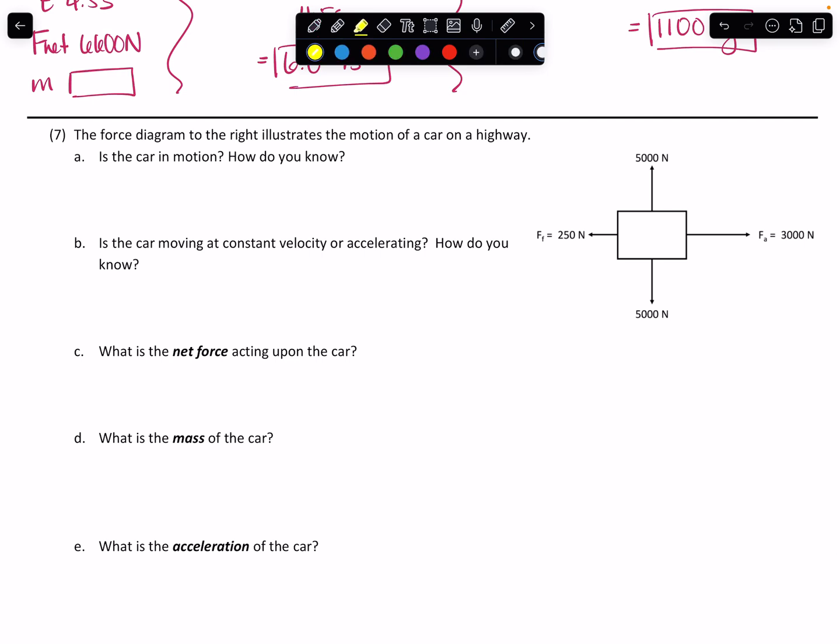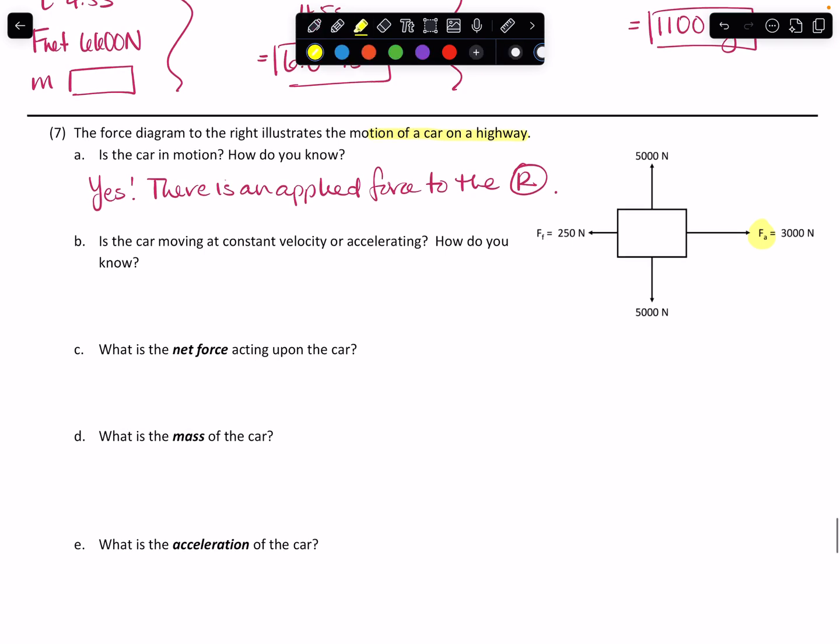Last problem that we're going to look at. This time we're given a free body force diagram that illustrates the motion of a car on a highway. The first question is, is the car in motion? How do you know? We look, we have an applied force, and that force is pointed to the right. If we have an applied force, then we know that the car is in motion. So we would say, yes, there is an applied force to the right, which means that the car is moving to the right.